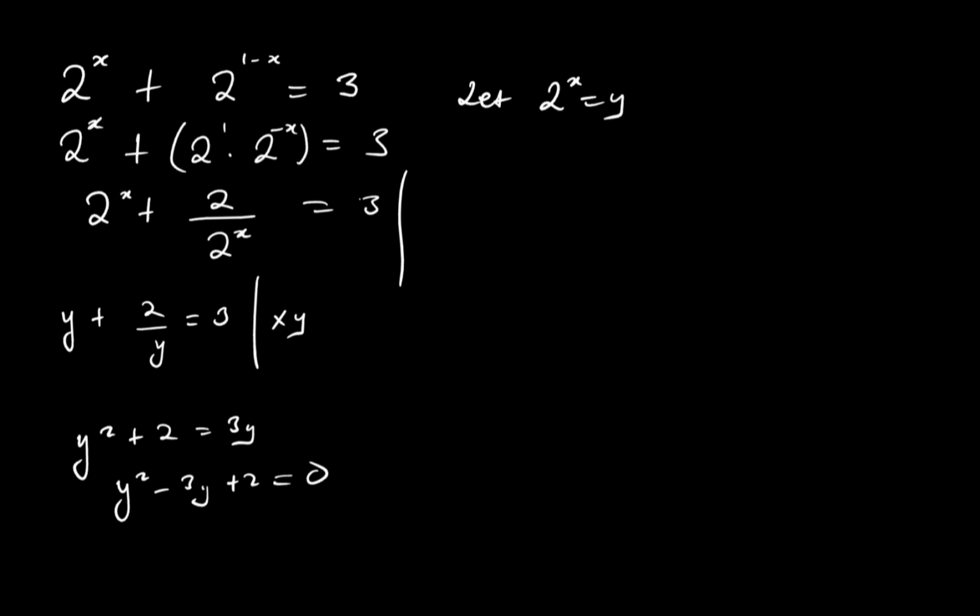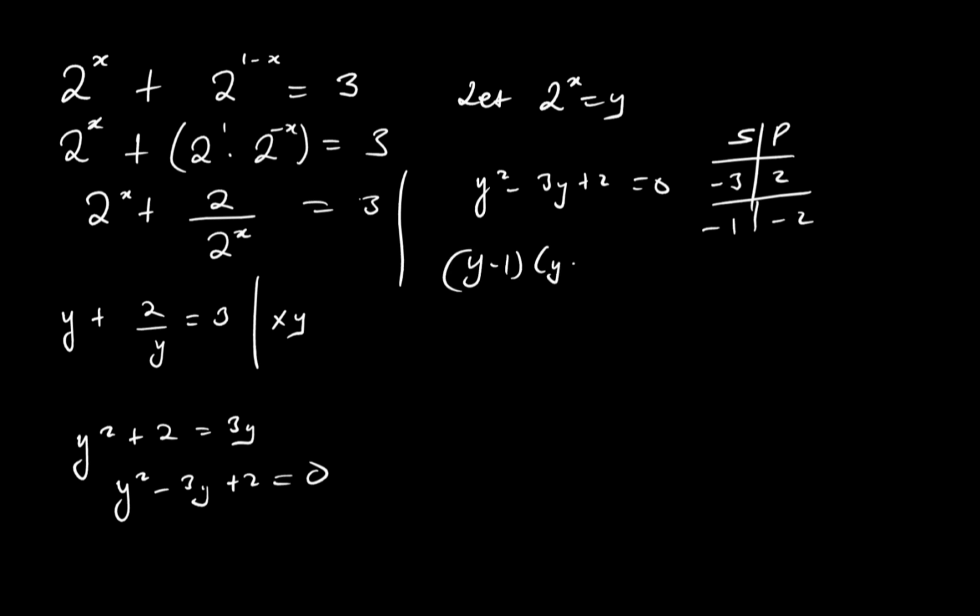Alright, after that, we can solve for y. We know that we have y squared minus 3y plus 2 is equal to 0. Sum and product. The sum is negative 3, the product is 2. What are these numbers? Negative 1 and negative 2. So you have y minus 1 and y minus 2 is equal to 0. So y is equal to 1, and then again, y is equal to 2.